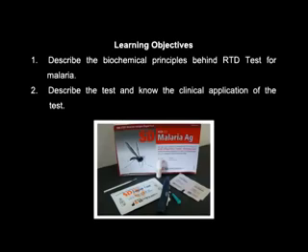Malaria antigen rapid test. Learning objectives. The student is supposed to be able to describe the biochemical principles behind the RDT test for malaria and also be able to describe the test and know the clinical application of the test.